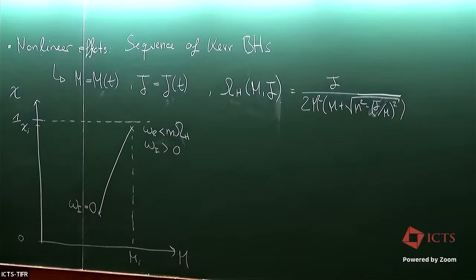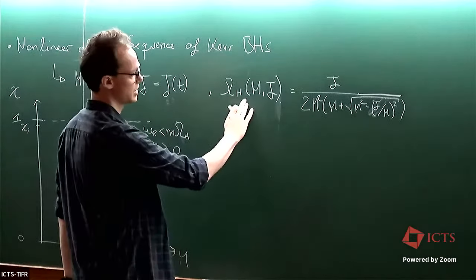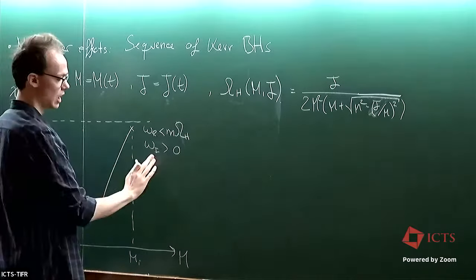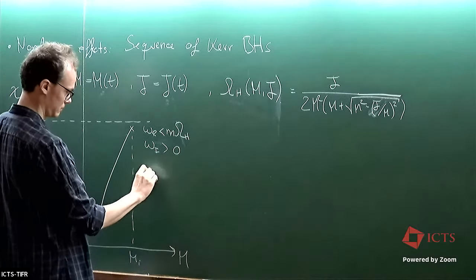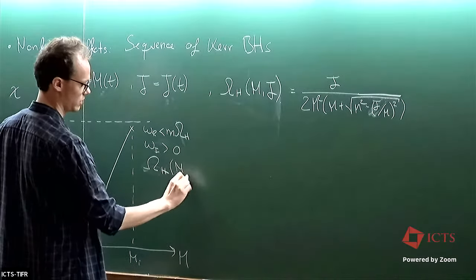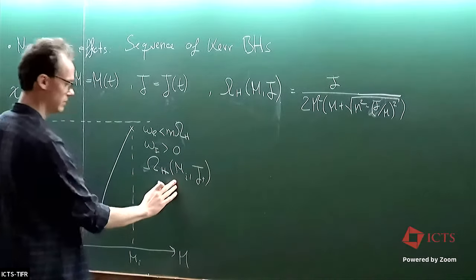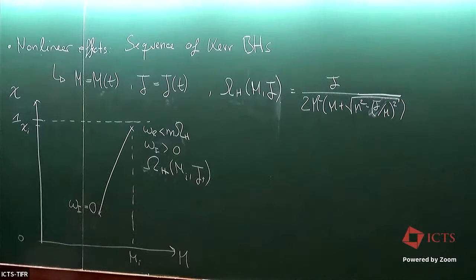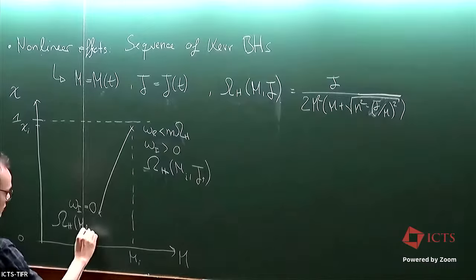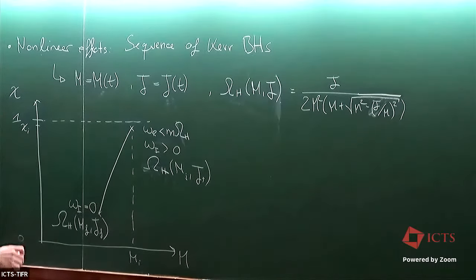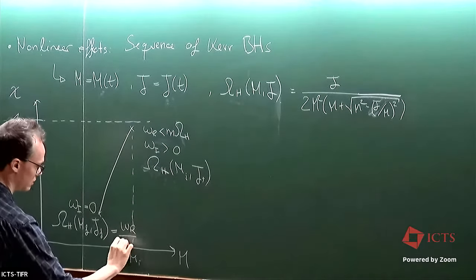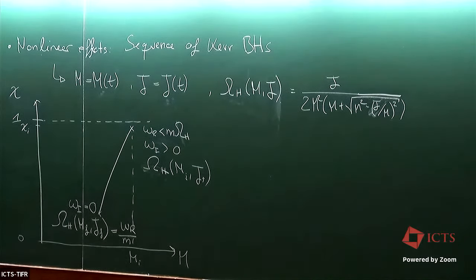Because omega h is a function of m and j, where m and j can change over time, the omega h up here, as a function of initial mass and initial angular momentum, is different from the angular frequency omega h of the final black hole because the mass and spin changed. So omega h of m final and j final at this point is exactly equal to omega r over m.